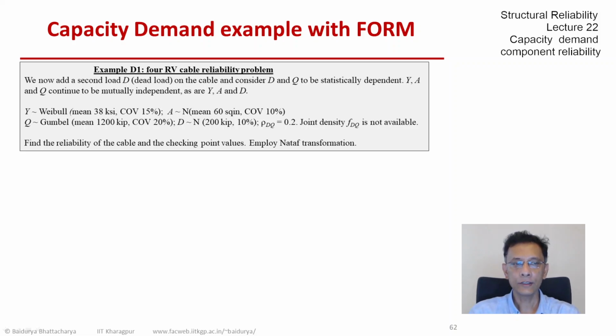With this example D1, we now move on to a 4 random variable problem, which we will solve with FORM. We continue with the same problem setup that we used in problem groups B and C, that there's a cable in tension, but there is an important twist here as well. So let's first read this, and then we will talk about that twist.